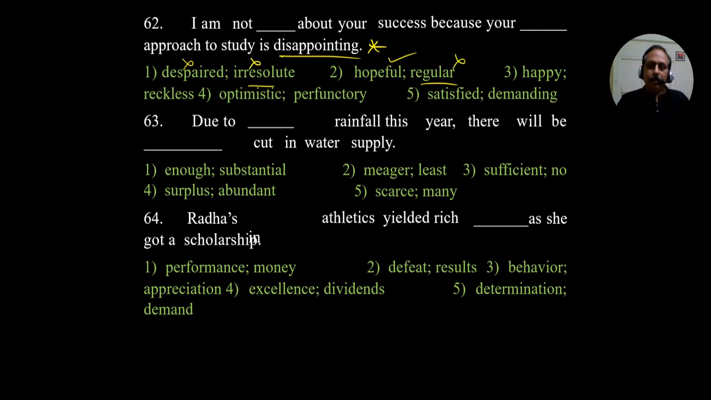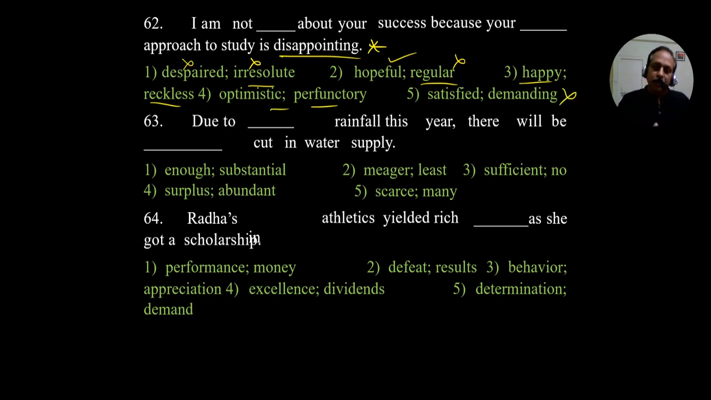I'm not happy about your success because your reckless approach. This seems okay, hold this one. What is the fourth option? I'm not optimistic about your success. Optimistic means positive. Why? Because your perfunctory approach to study is disappointing. Perfunctory means superficial, quick, hasty, not serious. This also seems right, hold this one. I'm not satisfied about your success because your demanding approach. The word is not correct.